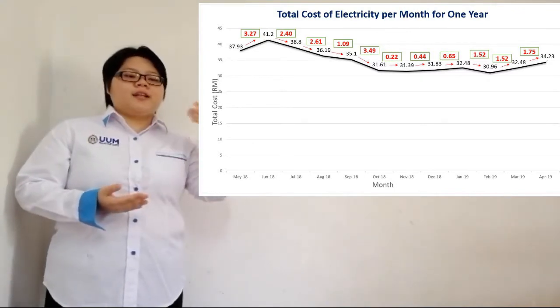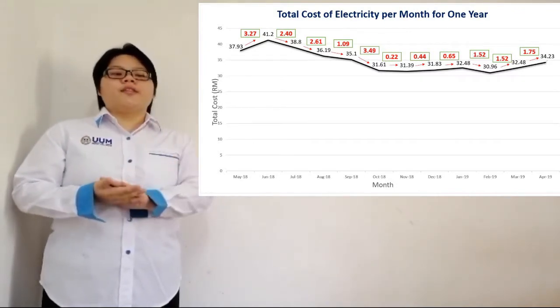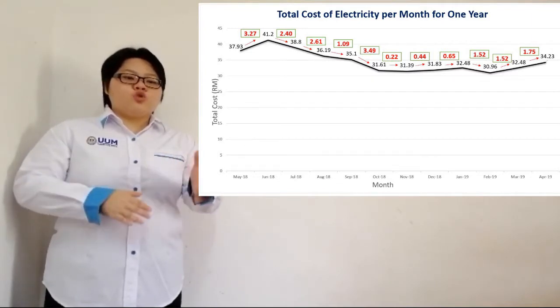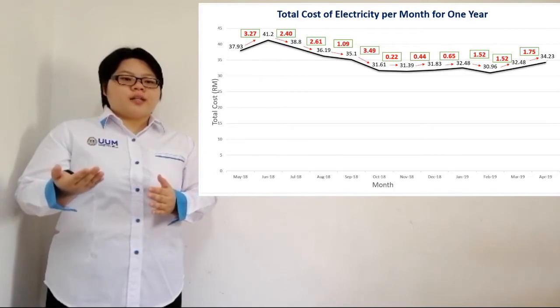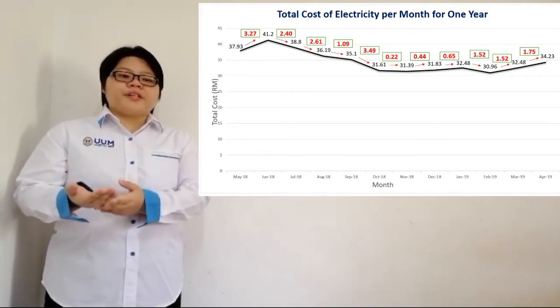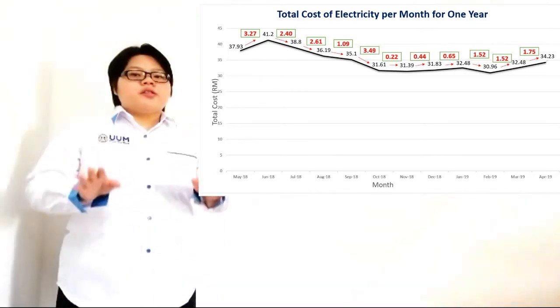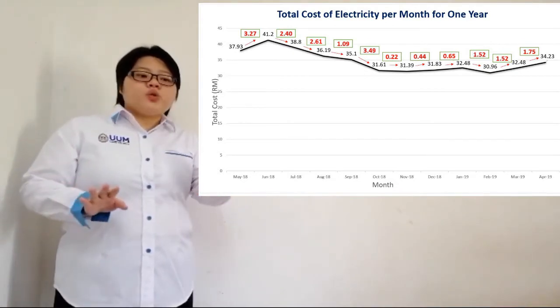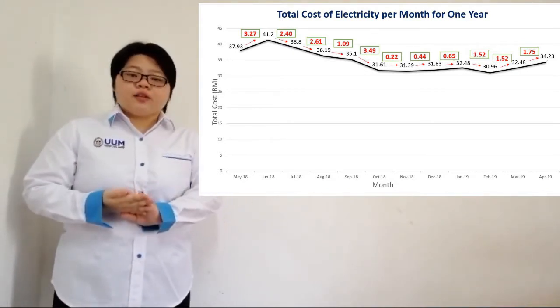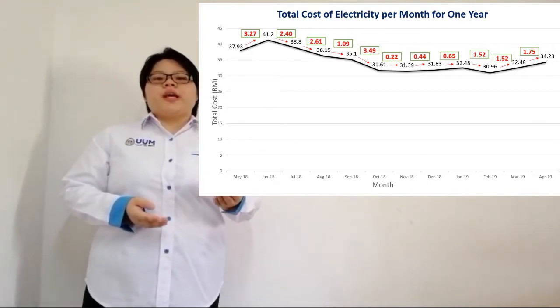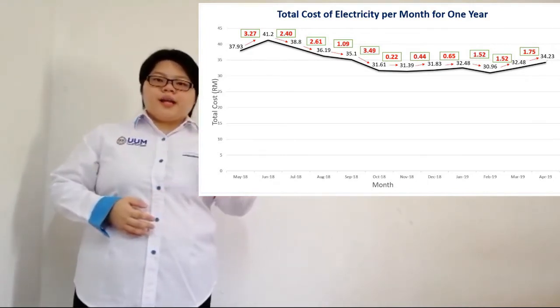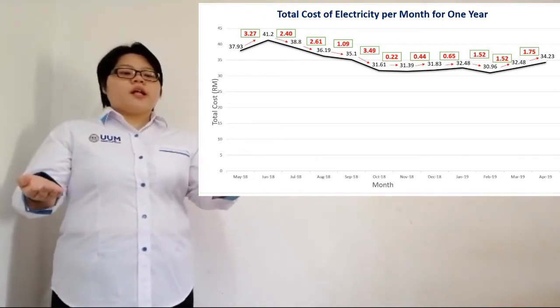It has increased 1 ringgit and 75 cents to 34 ringgit and 23 cents in April of 2019. As a simple conclusion, in this 1 year, the highest electricity cost is 41 ringgit and 20 cents in June of 2018, while the lowest electricity cost is 30 ringgit and 96 cents in February of 2000.